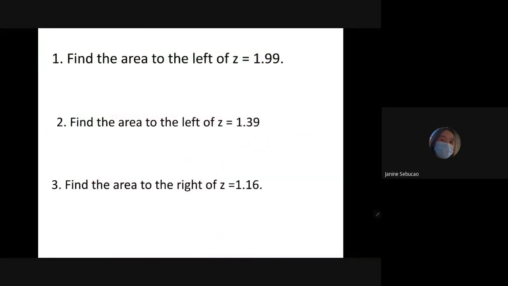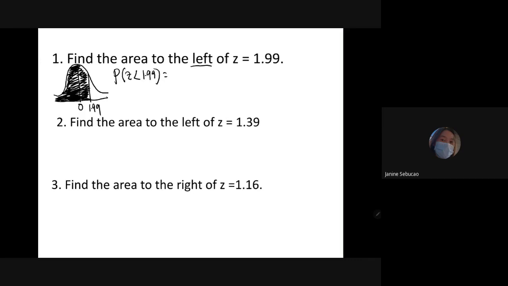Okay, let's find the area to the left of 1.99. First, you locate where 1.99 is. The positive Z value indicates that the score is above the mean. So if that's above the mean, you draw the normal distribution. This is zero, so it's above the mean. You approximate that it is somewhere here, 1.99. We are concerned about the area to the left. So when you say to the left, you are going to shade this one from here, going here. So the shaded part, we are going to find the area of the normal distribution there.